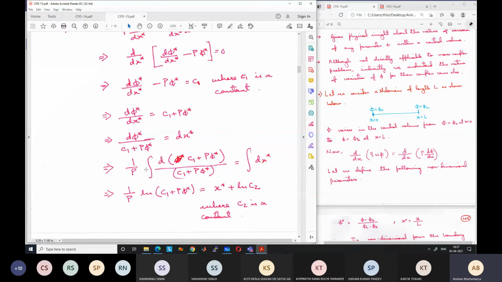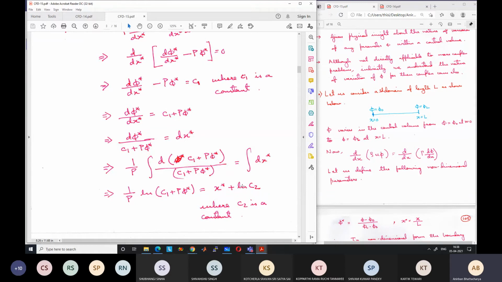So (1/p) d(c1 + p phi star) divided by (c1 + p phi star) is equal to the integral of dx star. By integrating, we obtain (1/p) log of (c1 + p phi star) is equal to x star plus some constant. Let that constant be log of c2, where c2 is a constant. We are writing it in a different form.